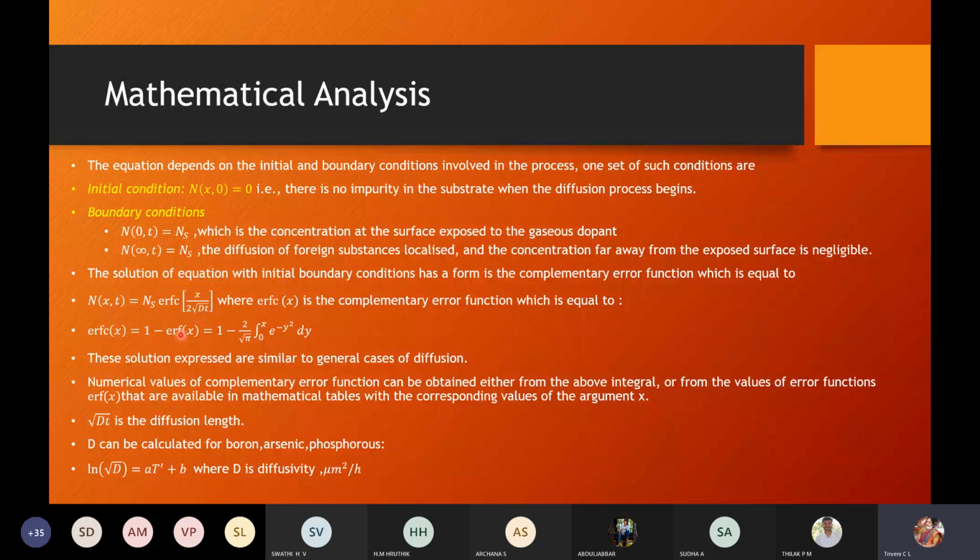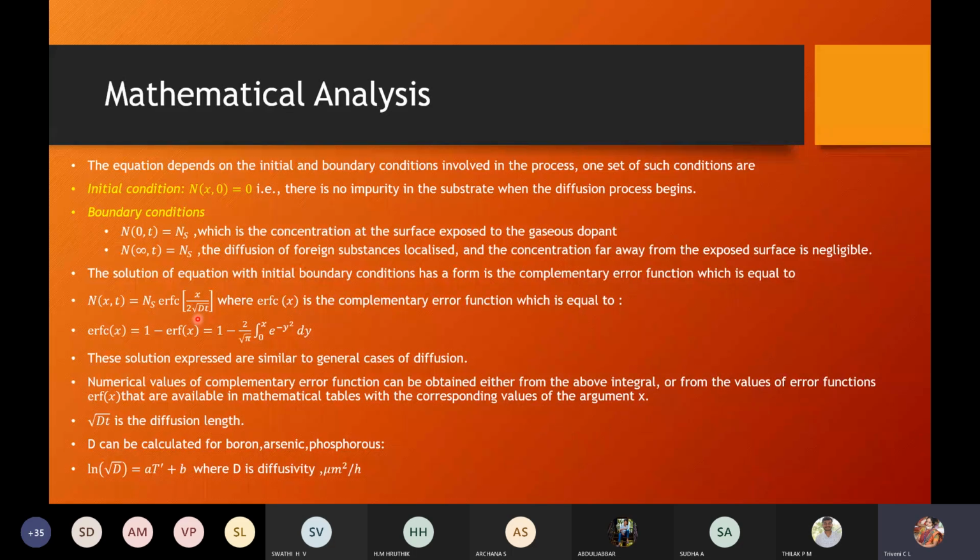The values of the error function are available in a mathematical table that I'll give you in the next slide. Using the table, you can get these values. The numerical values for this complementary error function can be obtained from the above integral form, and you can just take the value for the corresponding value of x.